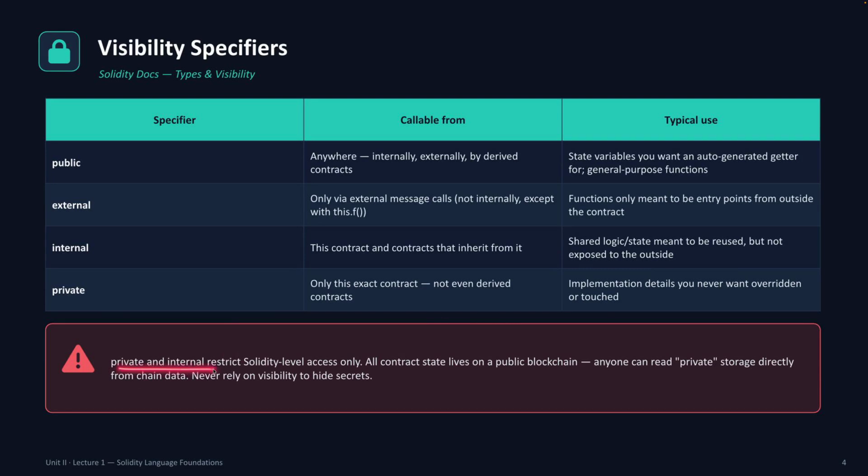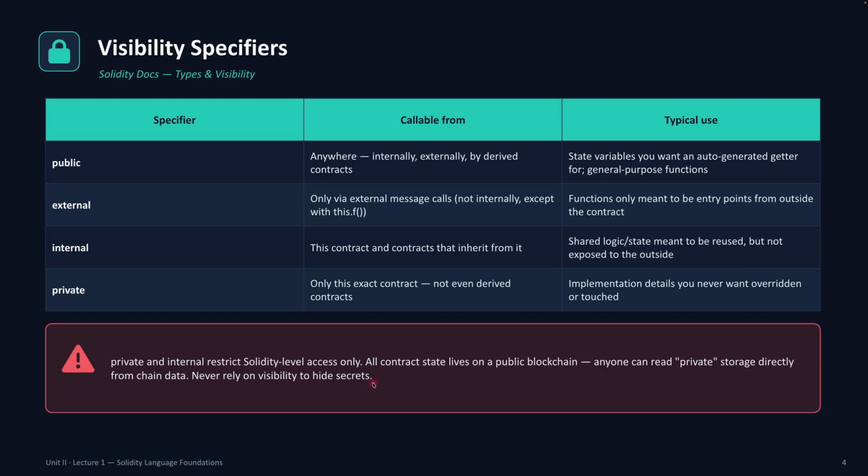Private and internal restrict Solidity level access only. All contract state lives on a public blockchain. The important thing is anyone can read private storage directly from chain data. Never rely on visibility to hide secrets.